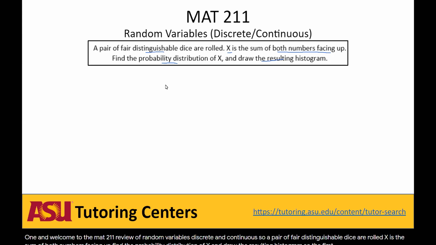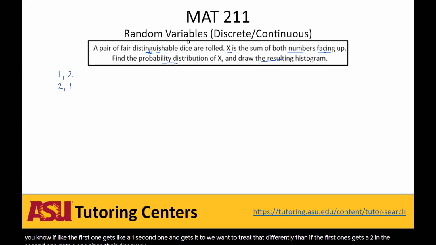The first thing we want to do is determine all of the different ways that X can be calculated. We know that our dice are distinguishable, so if the first one gets a 1 and the second one gets a 2, we want to treat that differently than if the first one gets a 2 and the second one gets a 1. We can do this by first creating a table of the possible results of these two distinguishable dice.